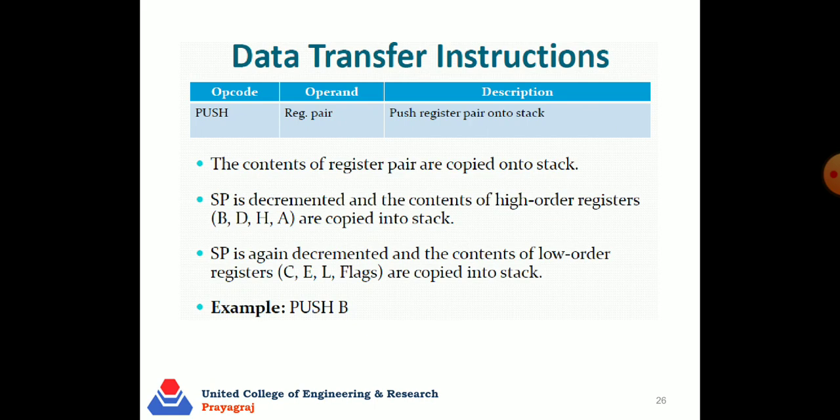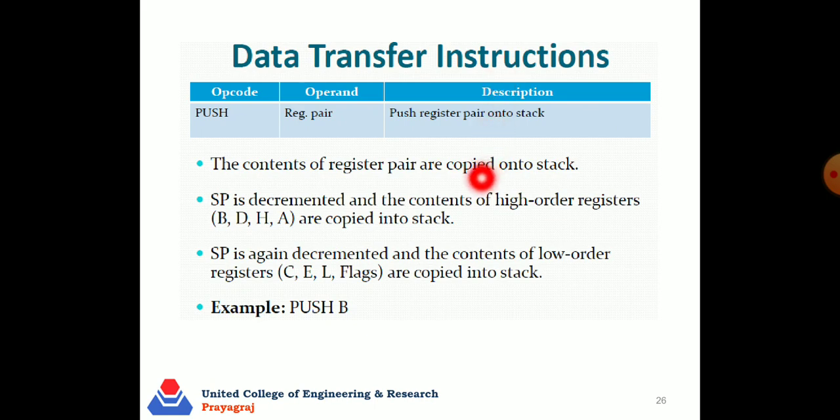Now the next instruction is push. It is a very important instruction, and push and pop are two instructions which are very popular and generally asked in GATE or ES examinations. So what is the meaning of push? Push is generally used for a register pair. Register pair means it may be BC, DE, HL or PSW. PSW is the program status word, which is a combination of the accumulator and the flag register.